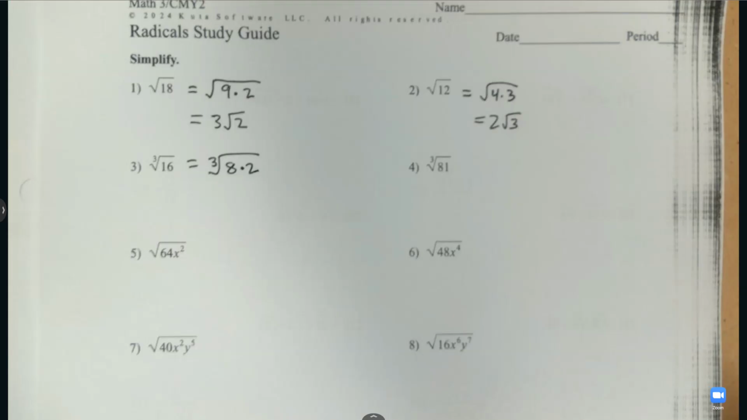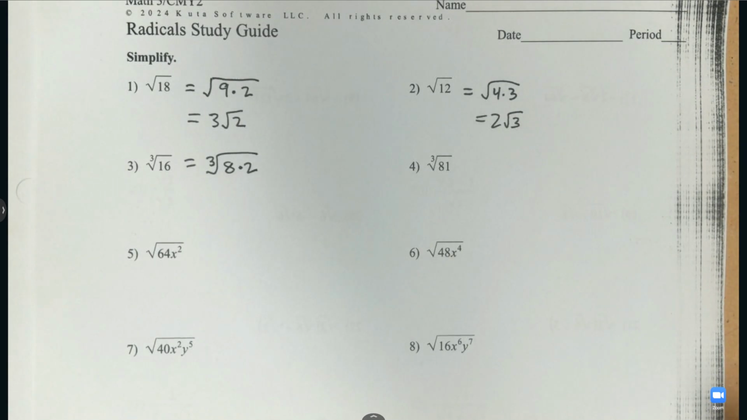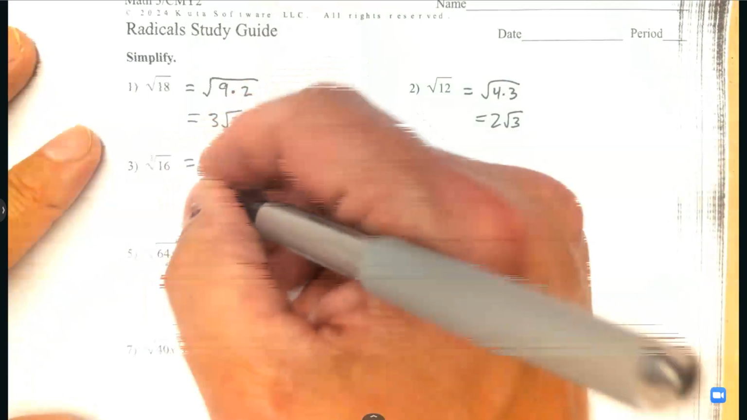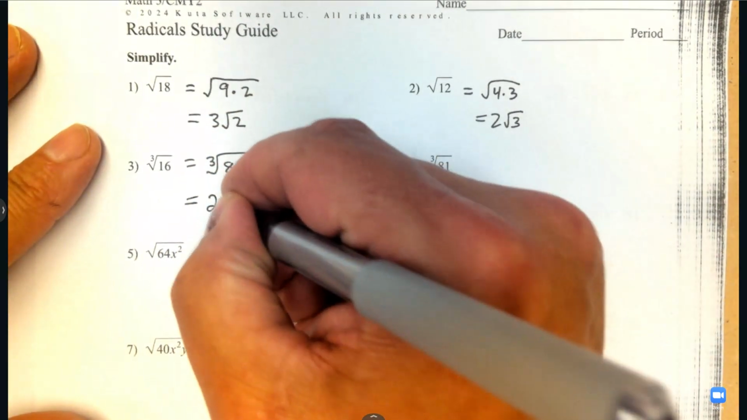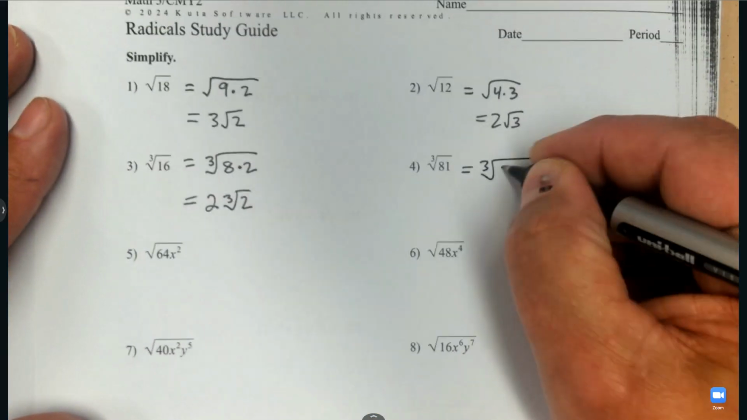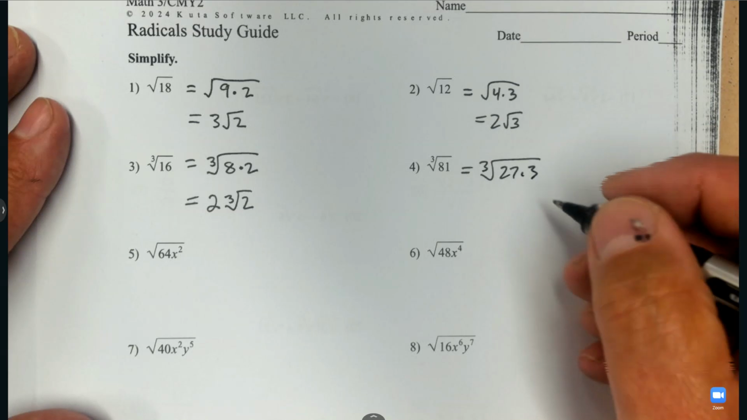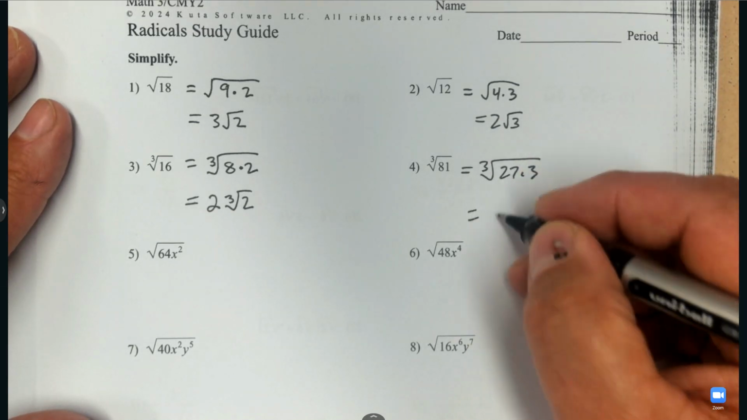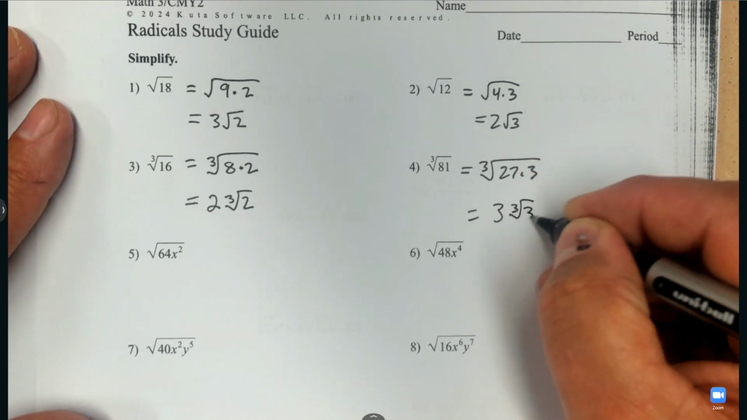Now for cube root, we need to know our perfect cubes. So what number goes into 16 evenly that I know the cube root of, the perfect cube? That's 8. And the cube root of 8 is 2. And what's left over is the cube root of 2. 81, that's 27 times 3. The cube root of 27 is 3, and then the cube root of 3 is left over.